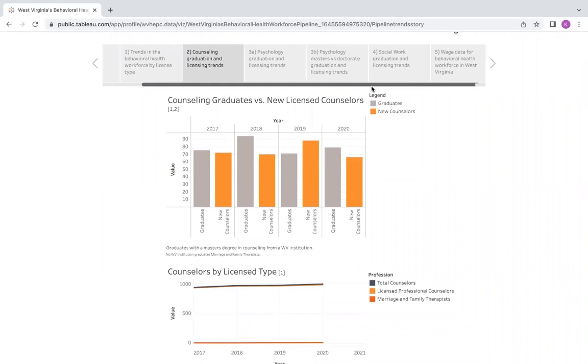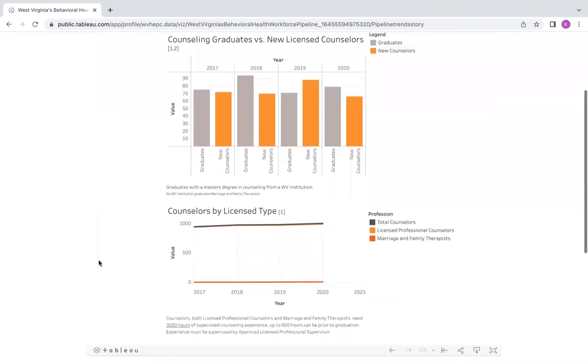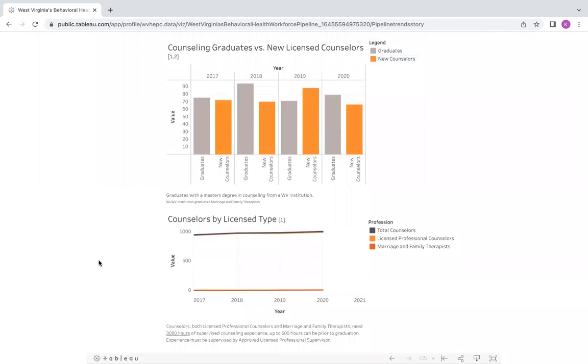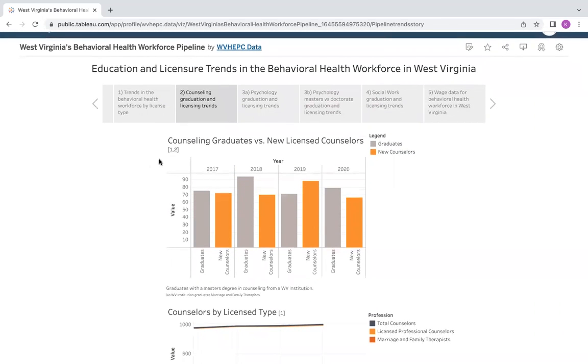These next pages show the numbers of graduates from West Virginia institutions versus the number of newly licensed clinicians in that profession. Counseling requires at least 3,000 hours of supervised counseling experience, with up to 600 of them prior to graduation, before you can be individually licensed.